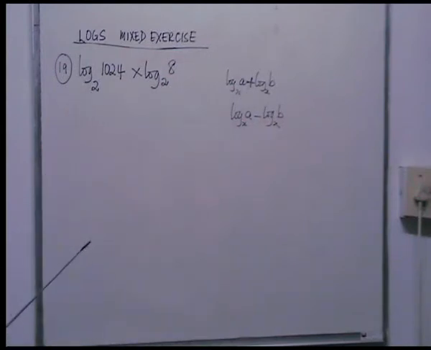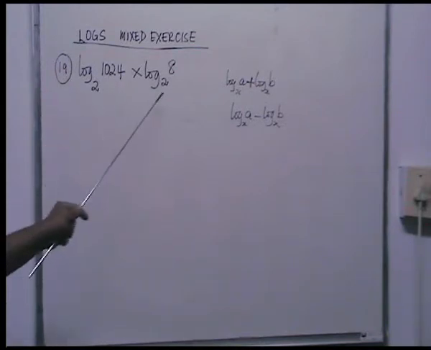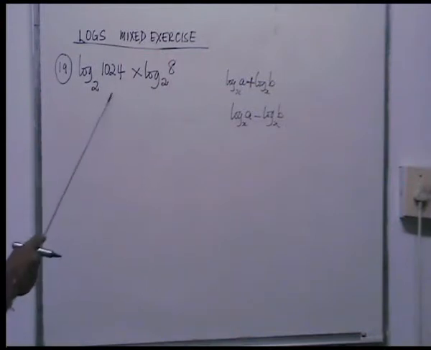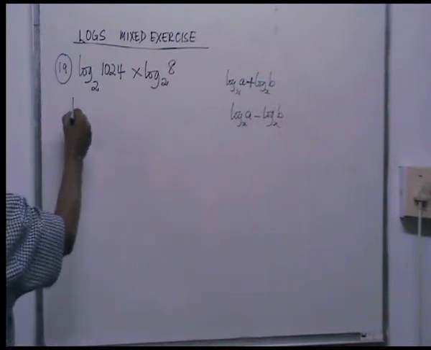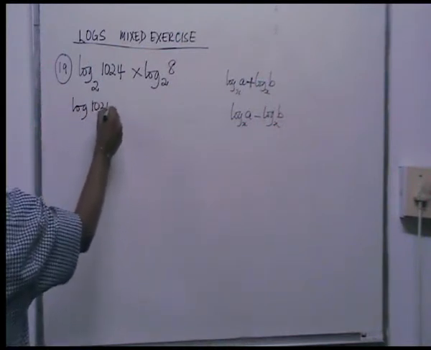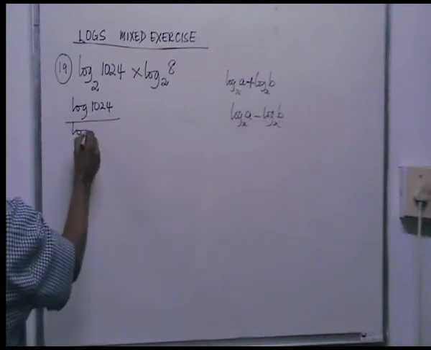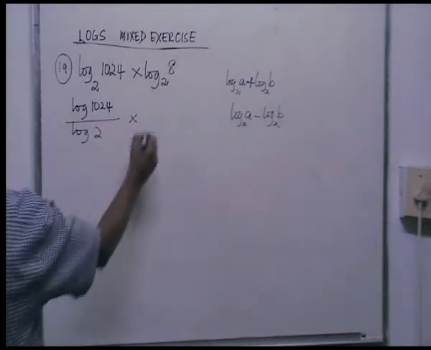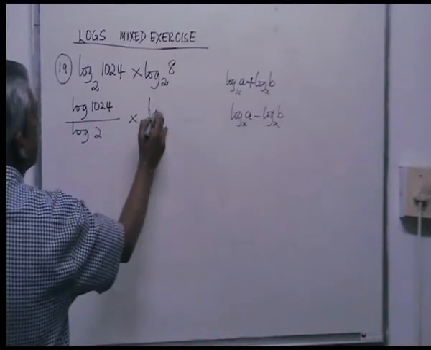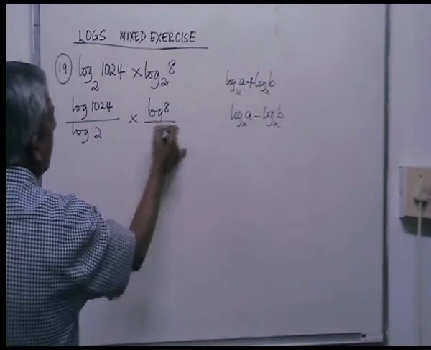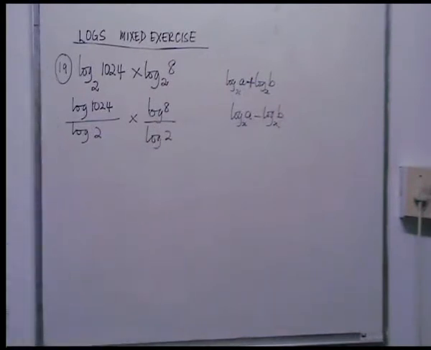So once again, use your common sense and your previous knowledge of maths, and you say, right, I can do this on its own, I can do that on its own, get those two answers and multiply the answers. So if I want to do this on its own, I can just change base. So it will become log 1024 over log of 2 times log of 8 over log of 2. You see, I'm changing base on this part over here, I'm just bringing down that sign, and I'm changing base over there.